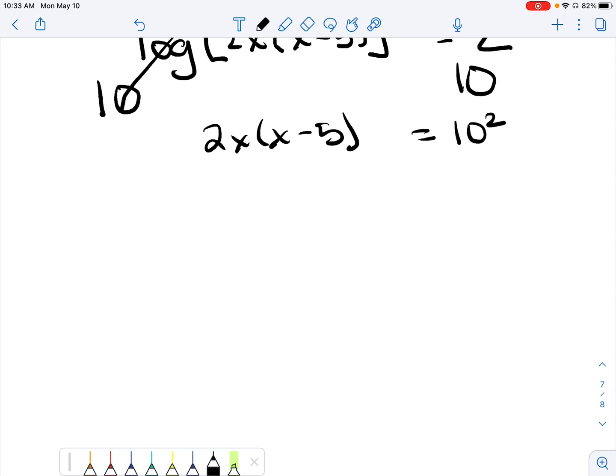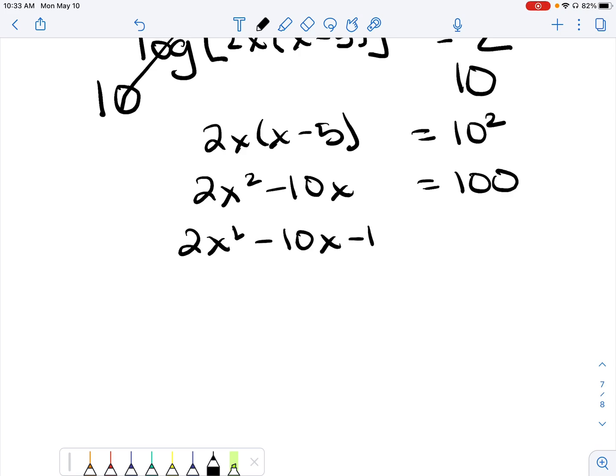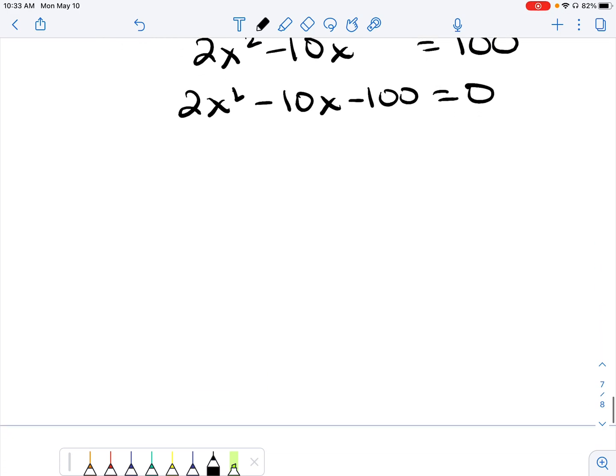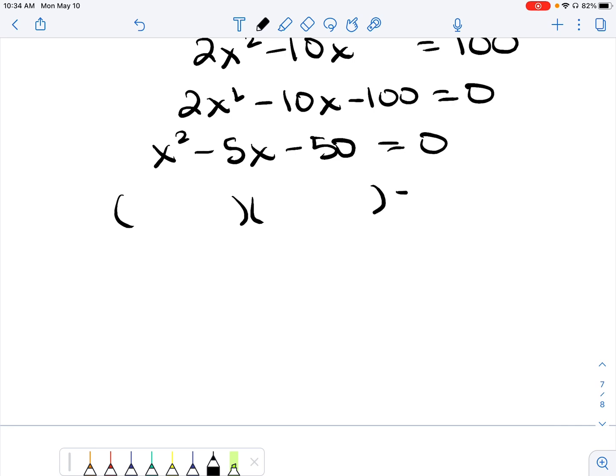So let's distribute this, right? So we're going to get a quadratic here. So 2x squared minus 10x is going to equal 100. Okay, bring it over. 2x squared minus 10x minus 100 equals 0. Let's simplify this and factor out a 2. Because guess what? We're going to have to factor this. x squared minus 5x minus 50 is equal to 0. So what two numbers multiply to negative 50 but add to negative 5?